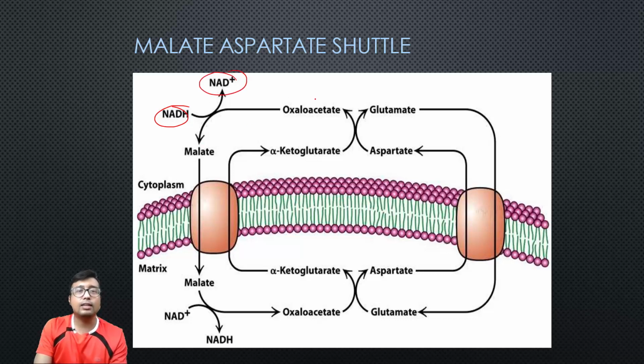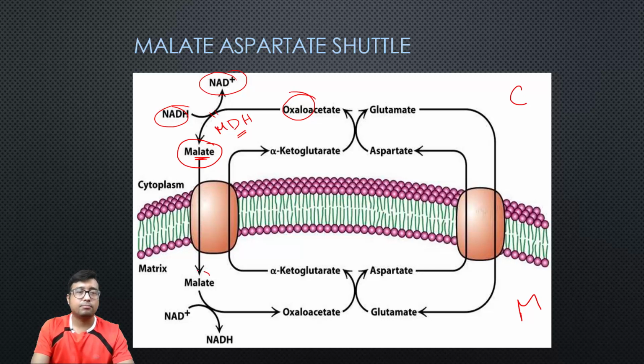Why? Oxaloacetate utilizes NADH plus H plus and gets converted to malate. This is done by the enzyme malate dehydrogenase. It is a reversible enzyme. Malate dehydrogenase. This is present in cytosol. Of course, the outer side is the cytosolic side and this is the mitochondrial side. So what happens? This malate is freely permeable.